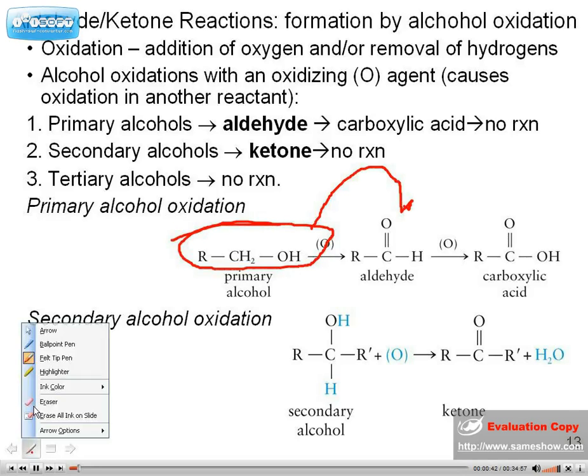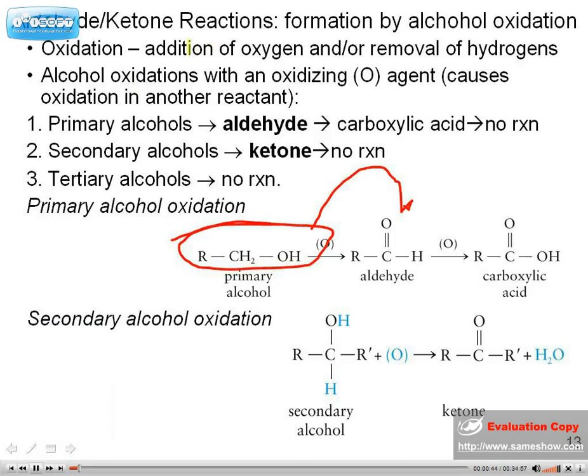We're going to go ahead and define oxidation as either the addition of oxygen or the removal of hydrogens. And it's possible to have both occur at the same time. But in general, one's going to be added or the other one's going to be removed. The oxygen is going to be added or hydrogens are going to be removed. Anything that causes oxidation in our target reactant we call an oxidation agent. The oxidation agent is going to be represented as an O.